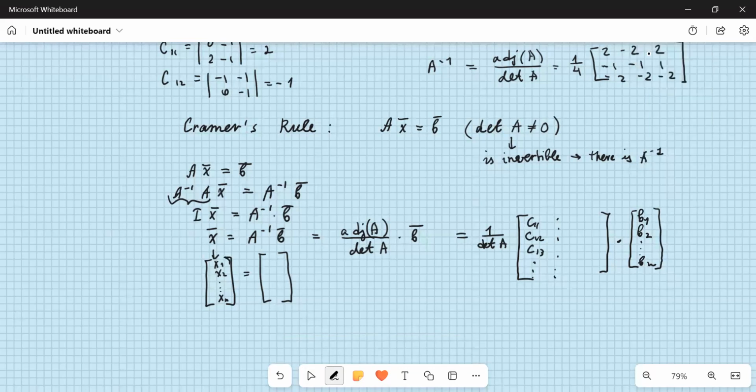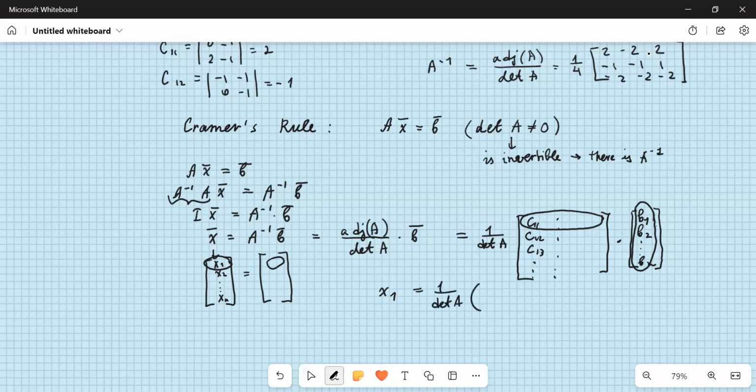Okay. You calculate x1 here, my first element. I'll need to take this row and multiply it by this column, right? Which is the only part of the matrix. I'm going to write down that x1, the first element, or whatever I get here when I do multiplication, is equal to 1 over determinant of A.